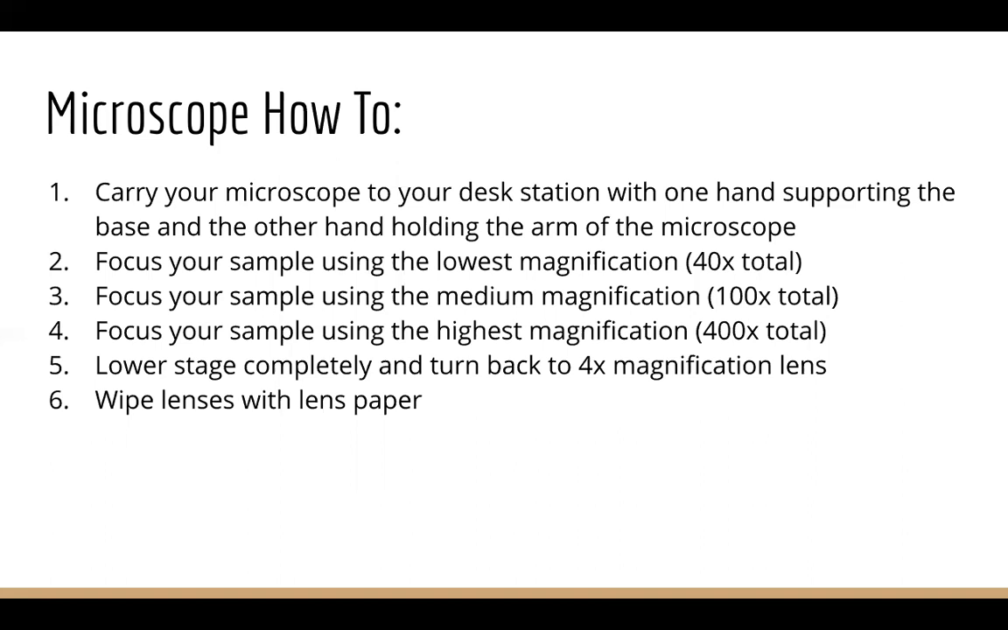Then you can wipe the lenses with that lens paper, and that is specific paper that does not scratch the lens. So when you find your microscope, you should find it with the stage completely at the lowest position and in that lowest magnification state.